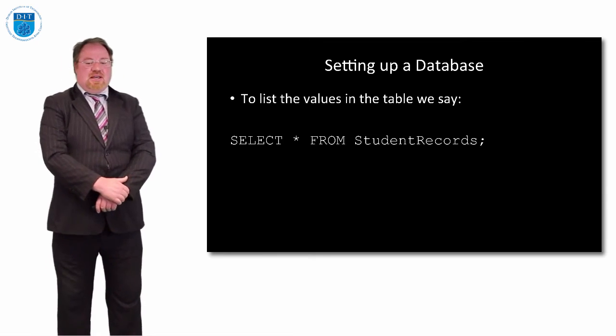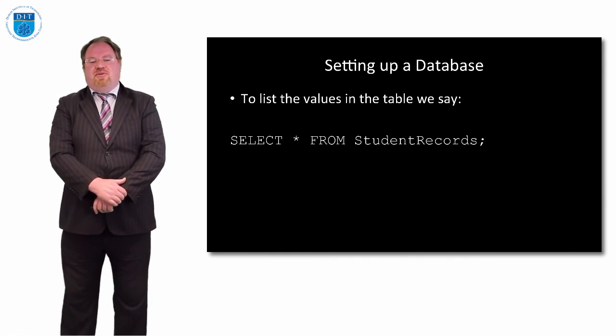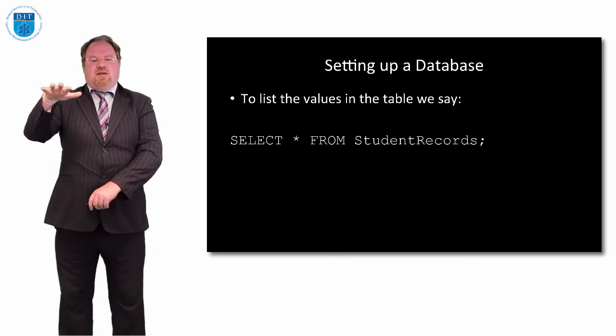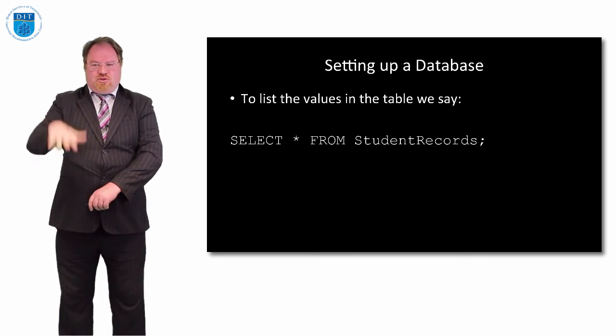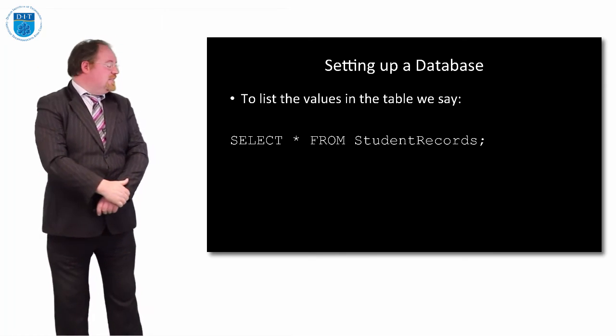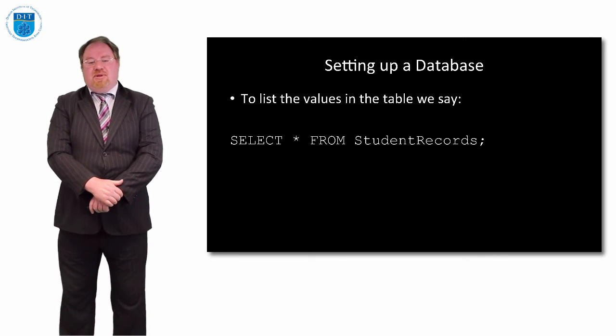And then if I say something like select all the fields, so star means all fields. We saw before we can do select student number from student records, that just prints the student number. But if we say select star, it means print out all the values in all the records. Essentially that command, select star from student records, means print out all the values in the table. And we'll see an example of that in a moment.